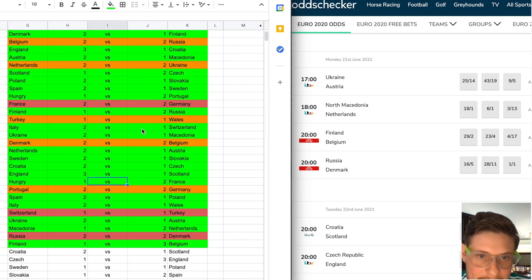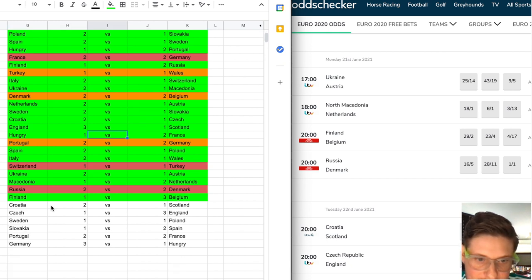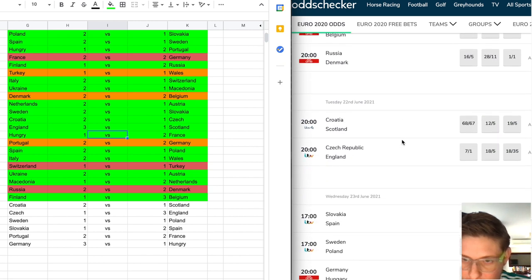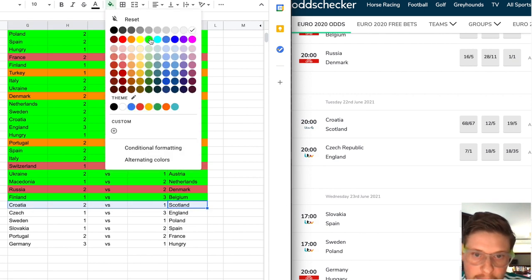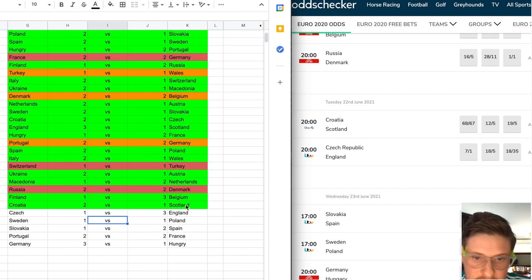Oh, we've got three bad matches where the model has this deviation. Croatia and Scotland, 68 to 67, 12 to 5, 90 to 5. Okay, so they're favoring Croatia, we're also favoring Croatia. So there we go.